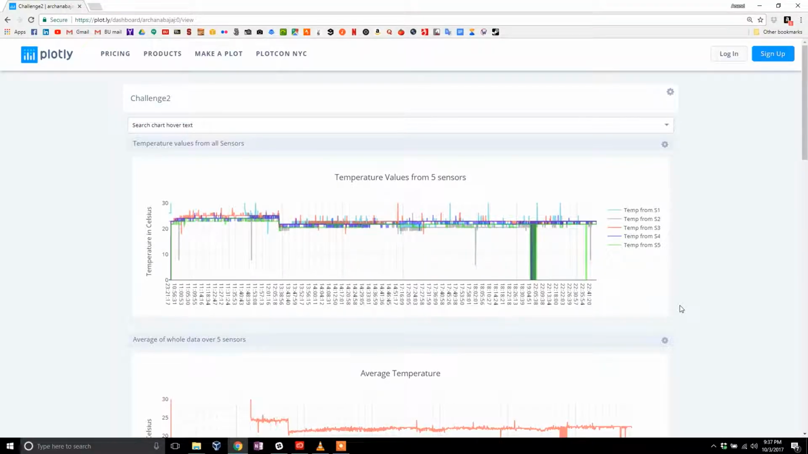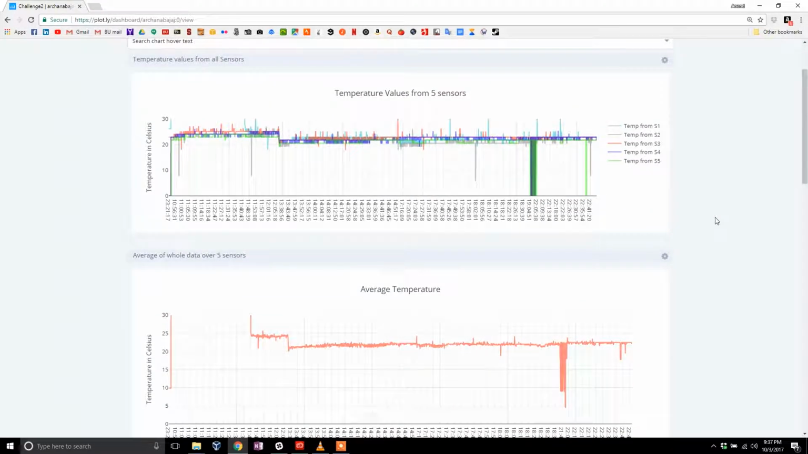This is a demonstration of the visualization of the data collected by our sensors. We have used Plotly to graphically visualize our data.